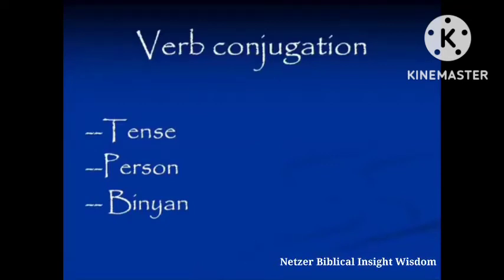So when you look at a verb that's conjugated in a sentence, the way that the letters are put together, the prefixes, the suffixes, the infixes, and the vowel configuration will tell you all these things about that verb. It will tell you the tense, we're going to look at that. It will tell you the person, we'll look at that. And it will tell you the binyan, something that we have already looked at.